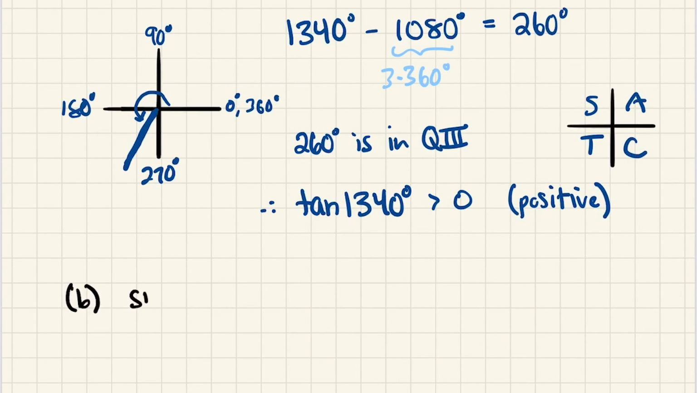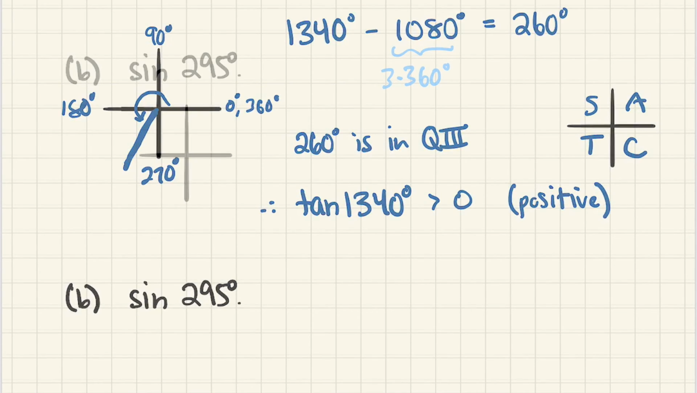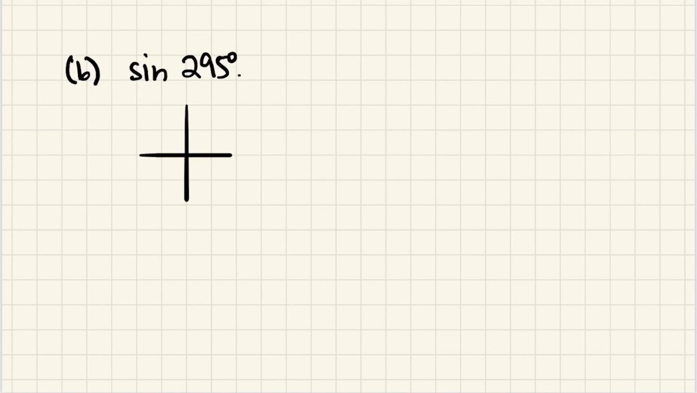Okay, let's go with sine of 295 degrees. So is that positive or negative? Now 295 is between 0 and 360, so this one will be a little easier than the last one. 295 is somewhere in the fourth quadrant. It's between 270 and 360, in fact.